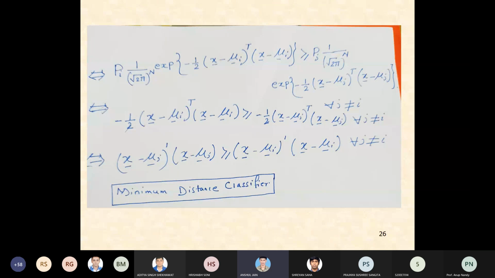For each class, you will have only one mean. Sir, mu i is a 1 cross 4 vector. If we consider 4 features, x is a particular point which has 4 coordinates, so it would also be a 1 cross 4 vector. So 1 cross 4 vector minus 1 cross 4 vector, and then we will do it for all the test points. Yes, sir. Okay, so thank you.